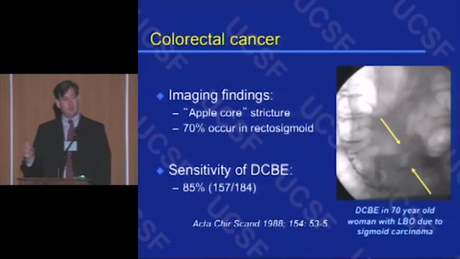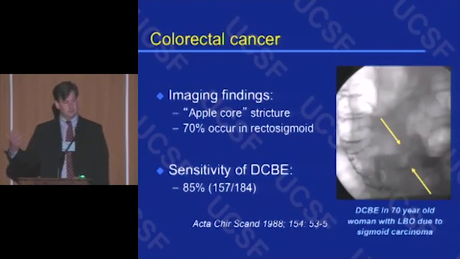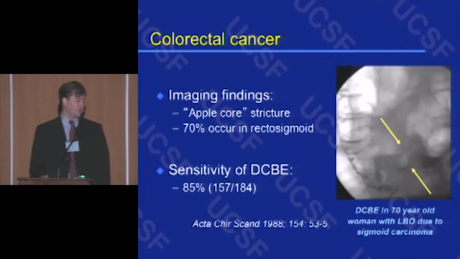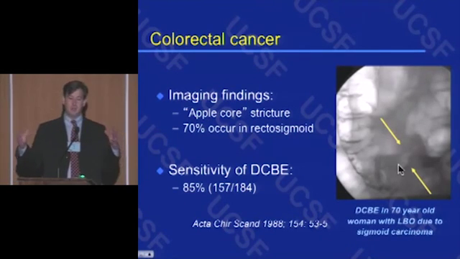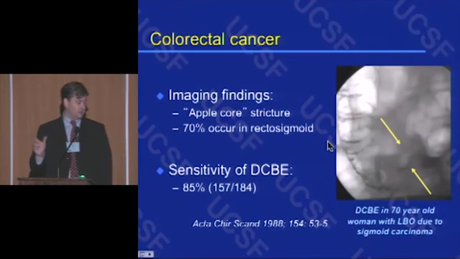So moving from the polyp, from precancerous to malignant, the colorectal cancers. On imaging, you can see what's called the apple core lesion. What it is, you've got a focal irregular narrowing as the cancer eats its way along the mucosa, and you've got shouldering of the normal mucosa proximal and distal to it. 70% of the time it occurs within the rectosigmoid colon. Double contrast barium enema is about 85% sensitive.